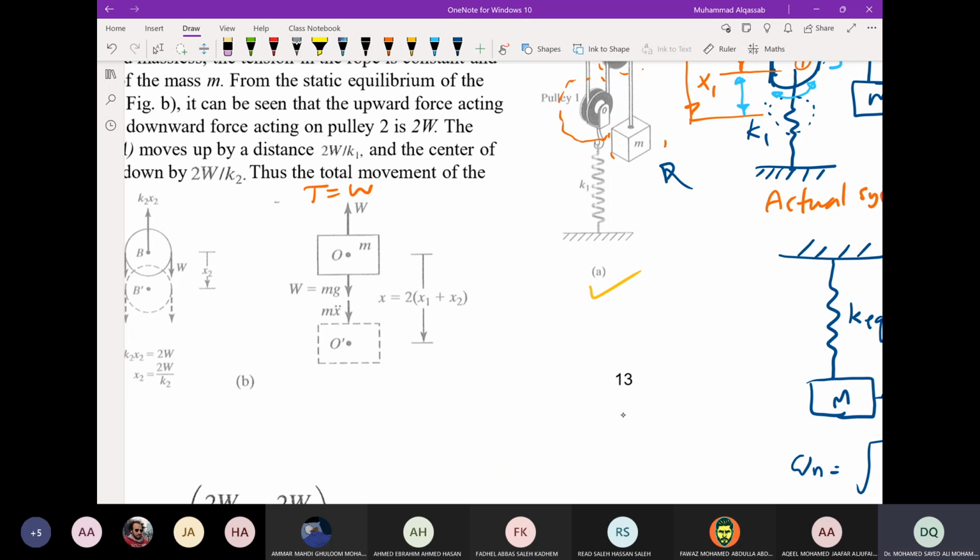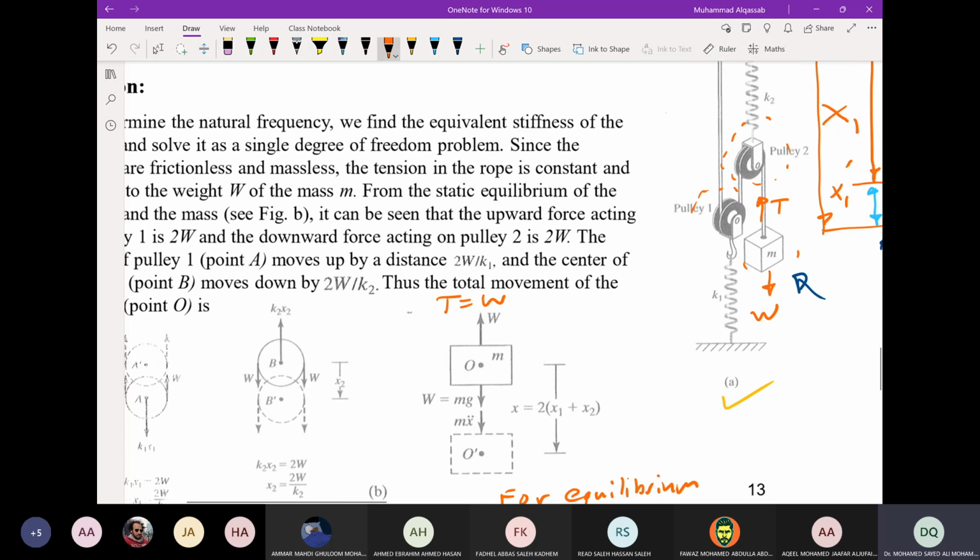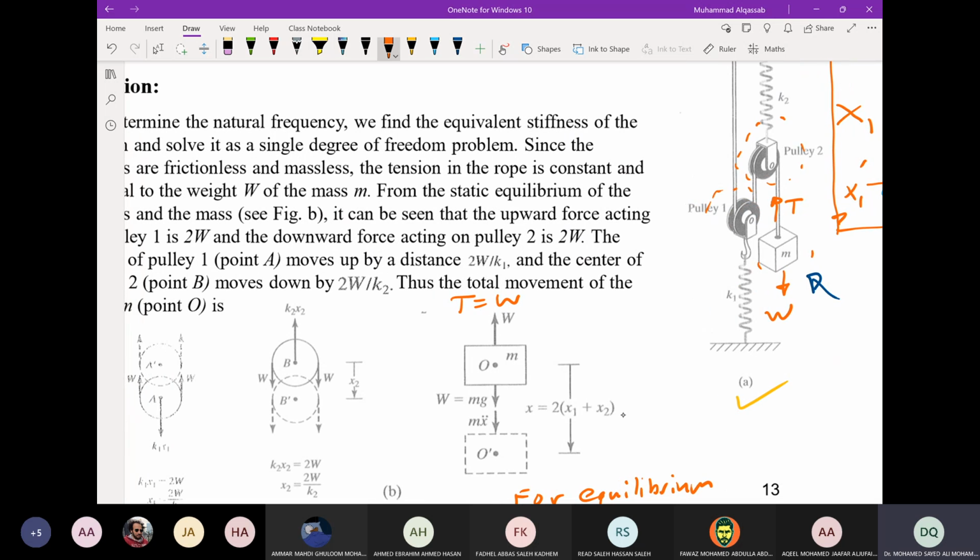So this is the mass. The weight is acting downward, and there is tension upward here. And this is for equilibrium, that T equal to W, the tension equal to the weight. And the tension at any point on the cable is the same. So when you take the pulley number 2, you will have tension on both sides of the pulley downward, equal to W and equal to W.